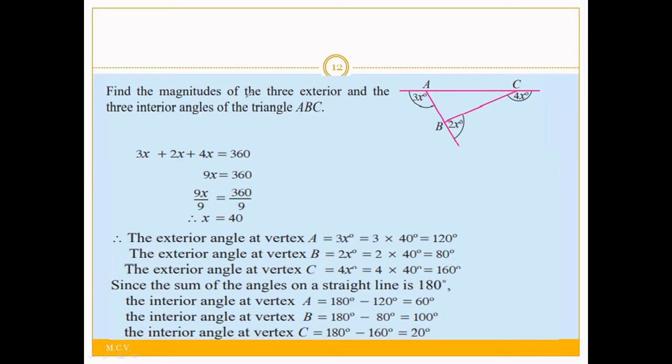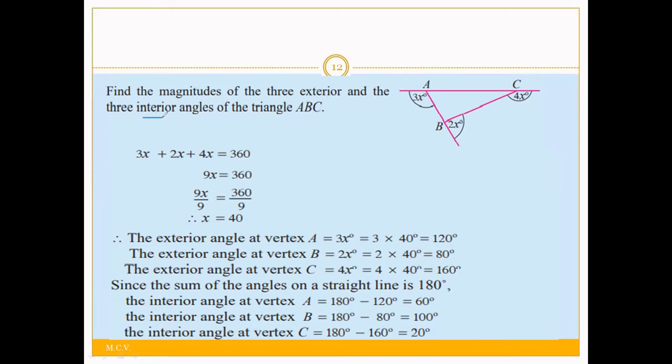But what is the question here? Find the magnitude of the 3 exterior and 3 interior angles. So you have to find all the 3 exterior angles and also all the 3 interior angles. Then if you know x, how to get 2x, how to get 4x, how to get 3x. The exterior angle at vertex A is 3x. So 3 times 40 is 120. 2 times 40 is 80. 4 times 40 is 160. They are the three exterior angles.